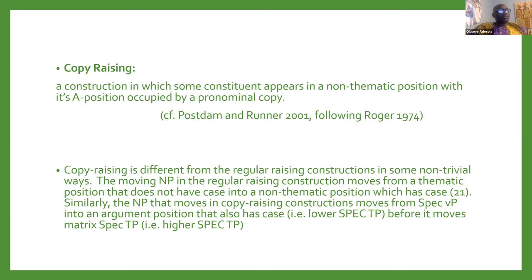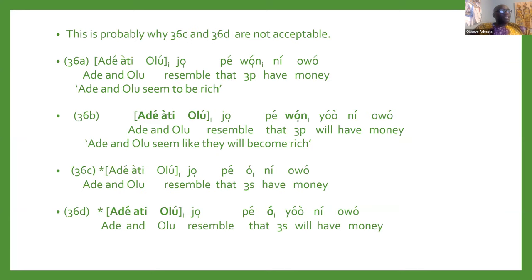We also see a little more evidence to show that it's not the case that it first of all lands in spec TP before you go to spec CP. If you look at copy raising, copy raising is a little bit of an extended version of raising constructions in languages, in which case a phrase moves from a thematic position to a non-thematic position. An example would be in 36, Ade ati olujokwe won ni owo. In this case, you have an agreement between the subject that was moved and the resumptive pronoun that was used in their place.